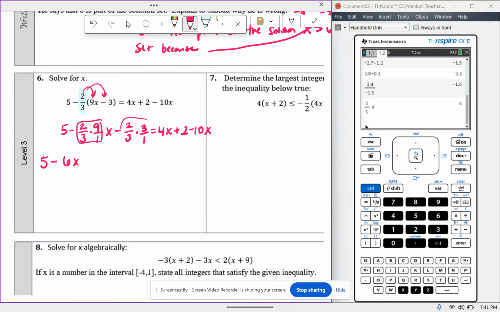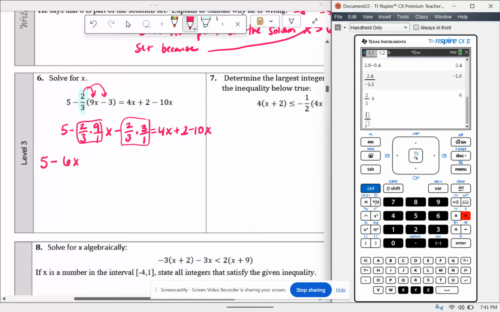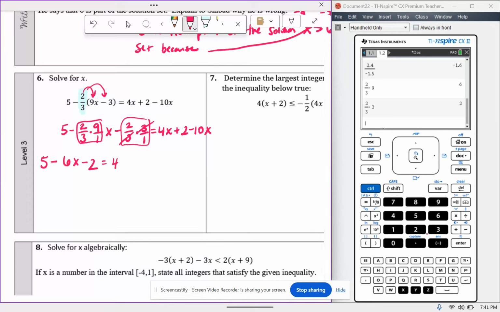And then I'm going to do this one in my calculator right now. So 2/3. I already know the 3's are going to cancel, but let's have some mystery and some drama. Here we go. 2/3 times 3 gives me 2. That makes perfect sense because those would cancel. So I have 5 minus 2 equals 4x plus 2 minus 10x. Okay, let's try to combine like terms on both sides.